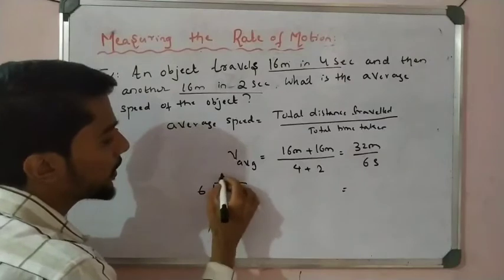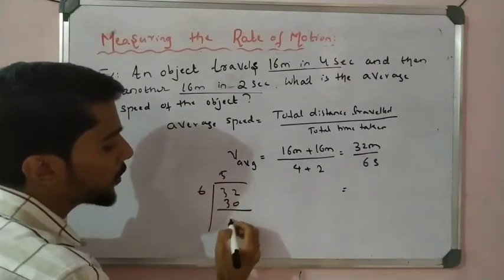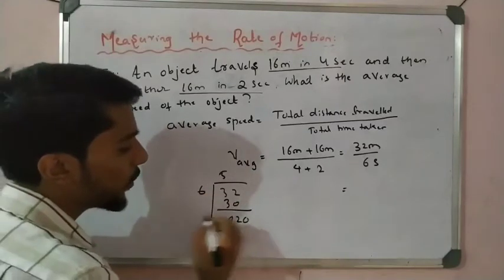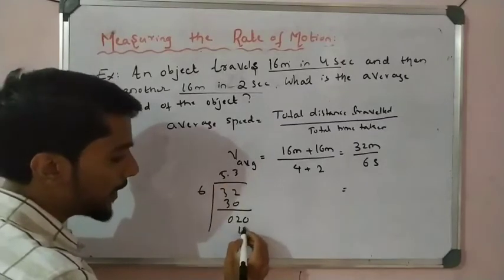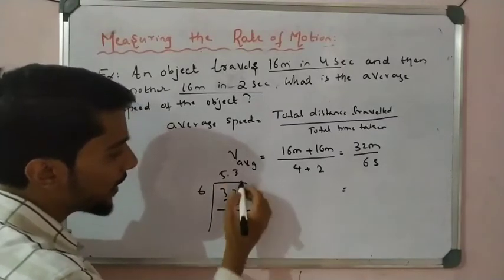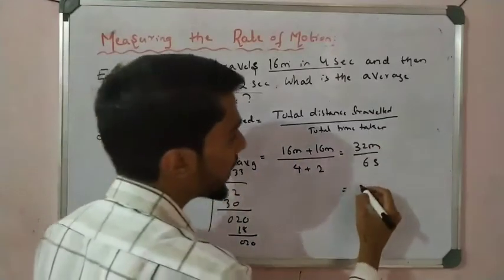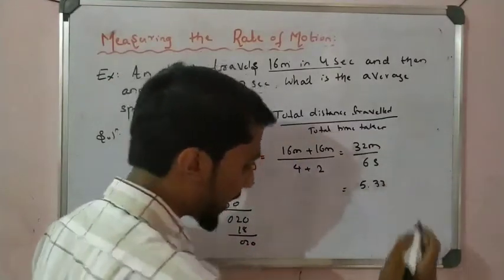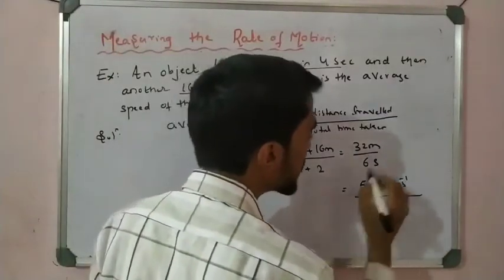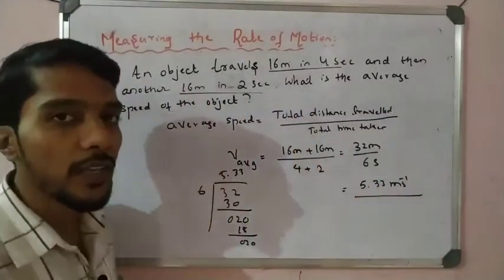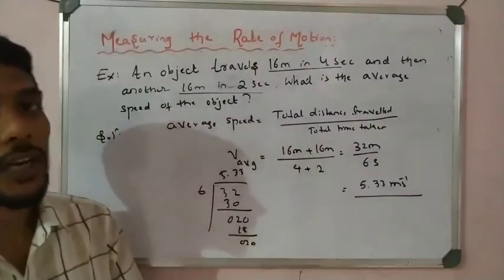We know that 6 5s are 30, so what remains? 2, so I get a 0 here, then decimal. Then 6 3s are 18, so 18 again 0, and again it is 3. Like that, we can take 5.33 meter per second. So this is the average speed of the object in the whole journey, right?